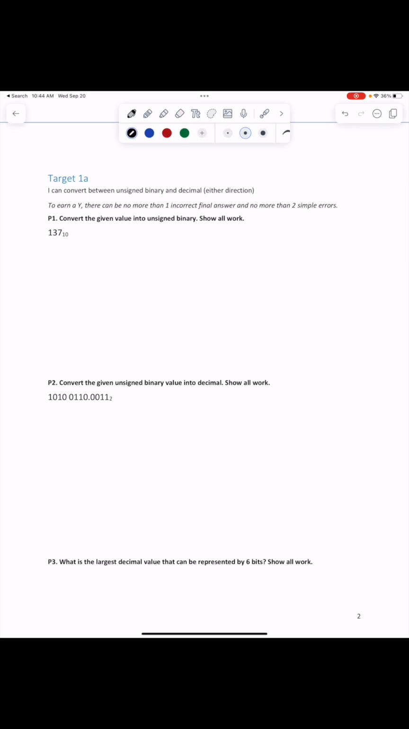For target 1A, I can convert between unsigned binary and decimal in either direction. For this first one, I can scratch out and choose another number, let's say really close to it, 138 base 10. I'm going to use the divide by 2 method, so I create this table here. This will be the quotient and then remainder. Before I forget, I'll write that this is the most significant bit and this is the least significant bit once we get all the answers here.